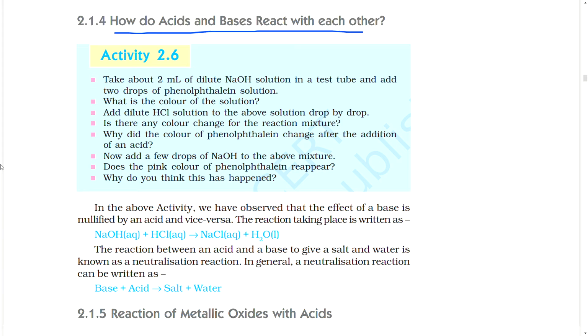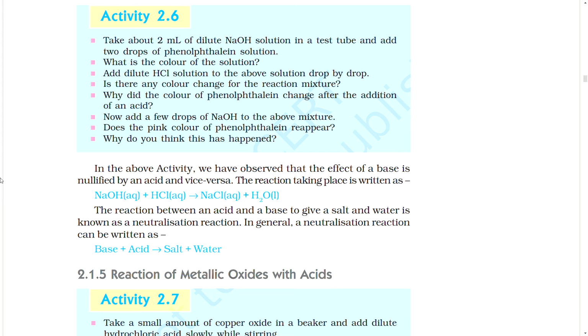Comment this. In the above activity, we have observed that the effect of a base is nullified by an acid and vice versa. The reaction taking place is written as NaOH (aqueous) plus HCl (aqueous) tends to NaCl (aqueous) plus H2O (liquid). The reaction between an acid and a base to give a salt and water is known as a neutralization reaction. In general, a neutralization reaction can be written as: base plus acid tends to salt plus water.